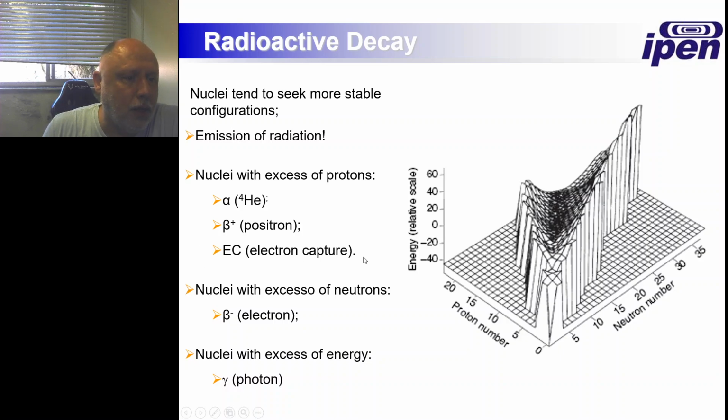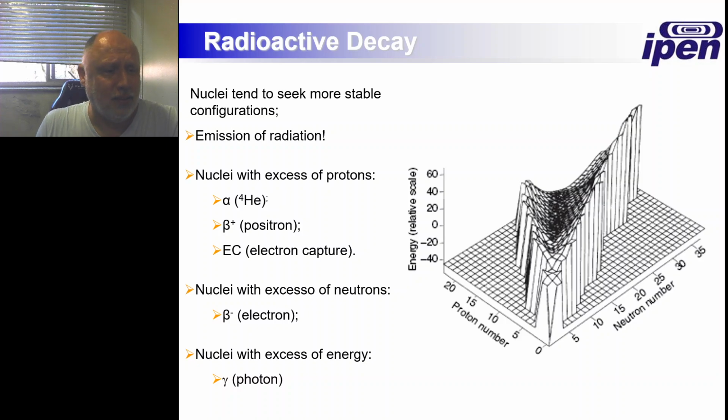And another thing that can happen is the nucleus may just absorb, capture one electron from one of the inner shells, and then reduce its positive charge in the nucleus too, because this electron has -1 charge.